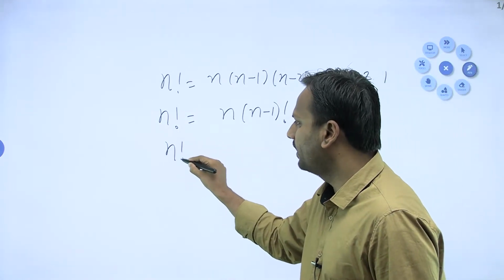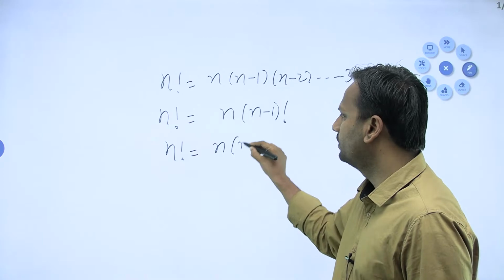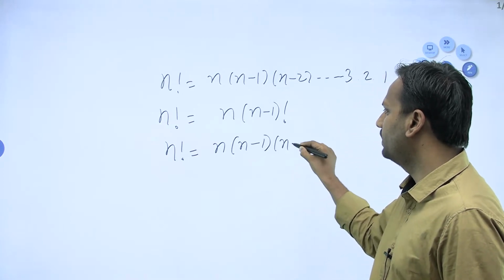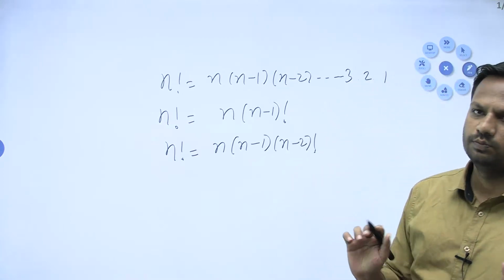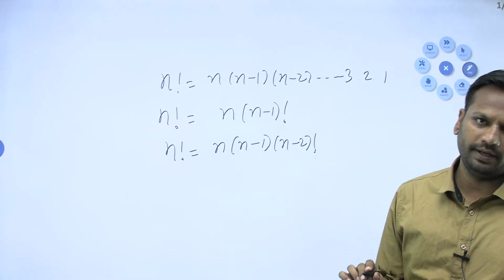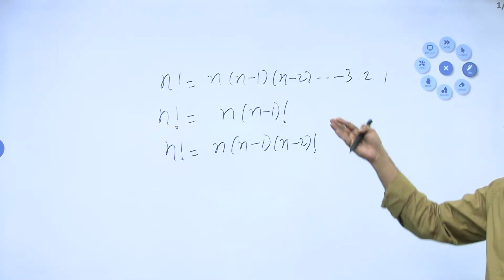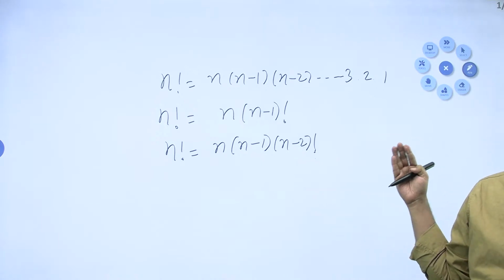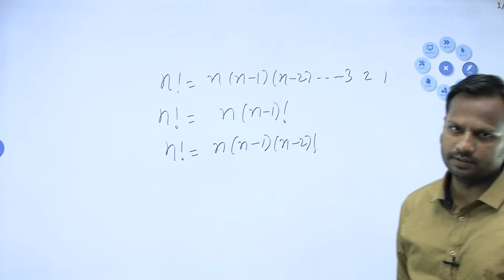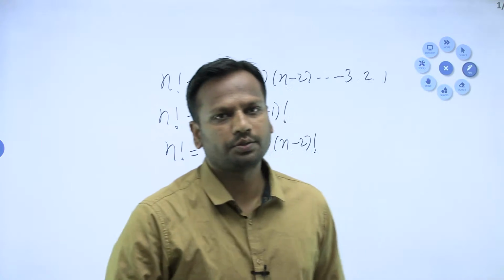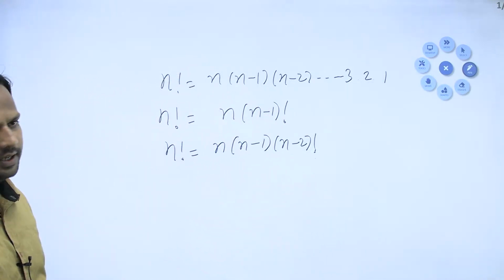And I can write n factorial as n into n minus 1 into n minus 2 factorial also. According to the situation, I can express n factorial in this way, students. Got it now? Just remember this. This is the factorial notation that we discussed now, right?